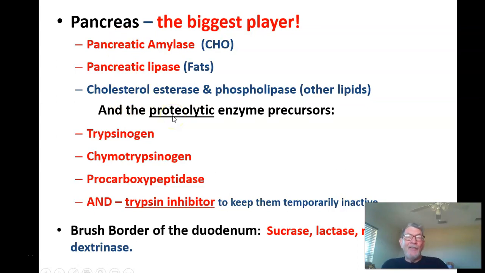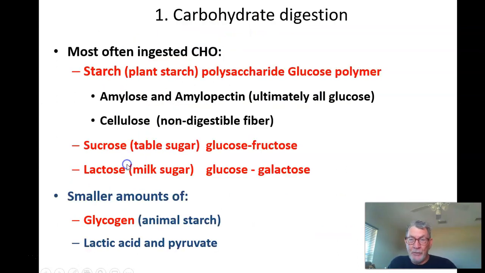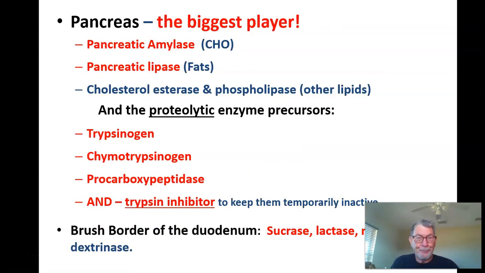And then you have proteases. And here we have 3 of them. They're real important. We already have pepsin. Remember, that comes from the stomach. And then from the pancreas and into the intestine, dumped in at the sphincter of Oddi, you have trypsinogen, chymotrypsinogen, and procarboxypeptidase.